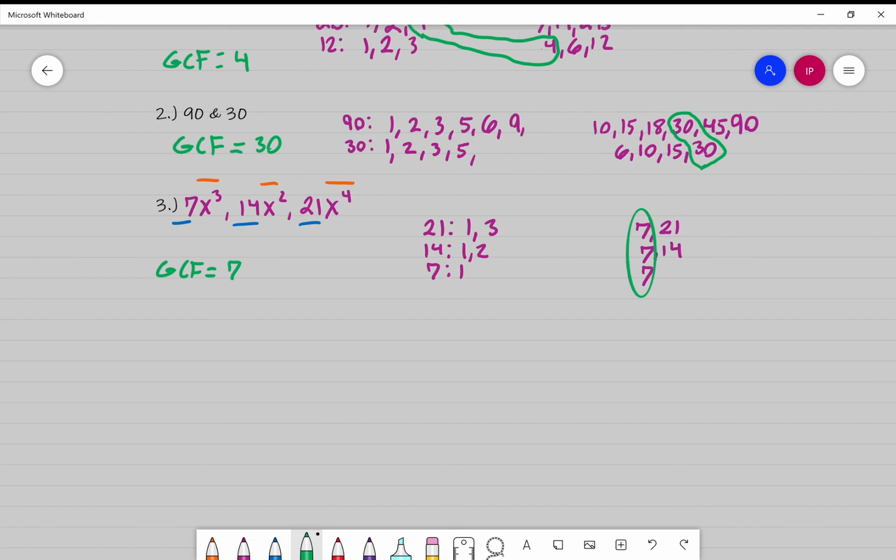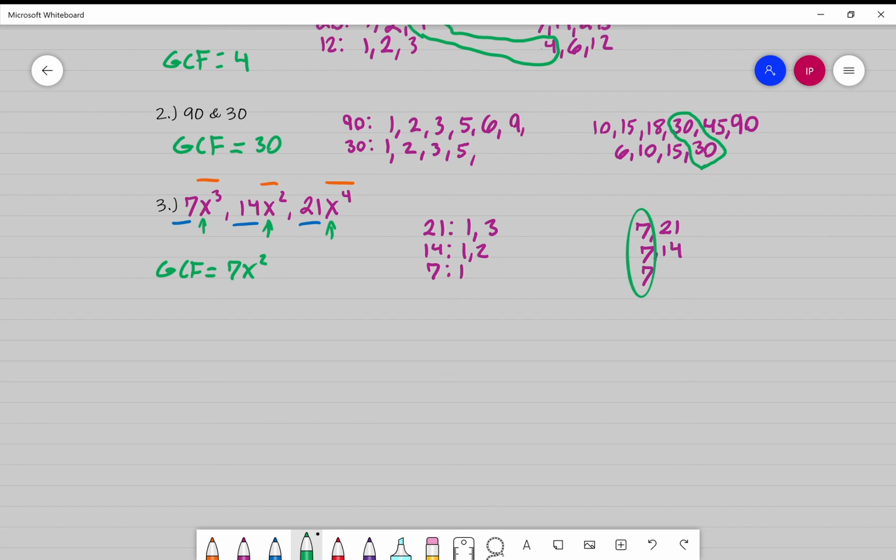I mentioned earlier that finding the GCF between variables is the easiest part, because you pick the variable with the smallest exponent. You see, this variable has x to the third power, this has x to the second power, and this has x to the fourth power. So out of the numbers 2, 3, and 4, which is the smallest? Well, if you pick 2, you would be correct. So our GCF will have x squared, or x to the second power. All we have to do is pick the one with the smallest number.